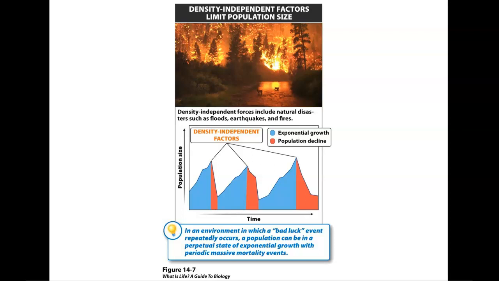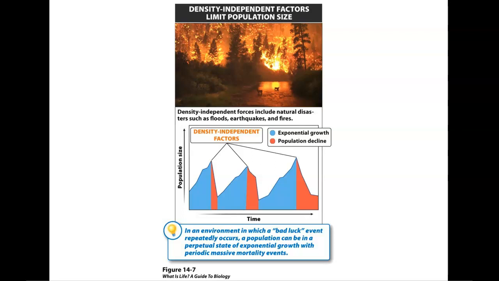And so with density-independent forces, like these natural disasters, you can see in this graph how once the density of that population goes up, it will sharply decline after that natural disaster hits. And then it'll start to go up again. Then it'll come into another natural disaster and shrink back down.